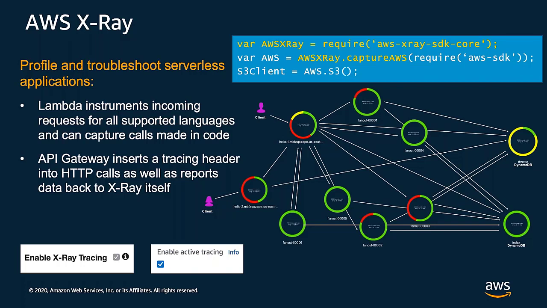That allows you to time specific calls or provide specific metrics back to AWS X-Ray that can then be aggregated, graphed, and examined. API Gateway inserts a tracing header into HTTP calls, as well as reporting data back to X-Ray itself. This allows you to aggregate HTTP calls and the Lambda functions that supported or fulfilled them so that you can get end-to-end tracing for your user requests.